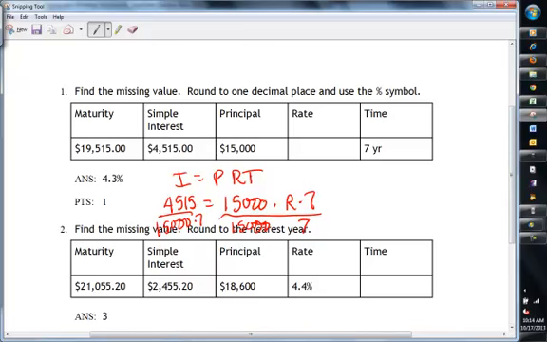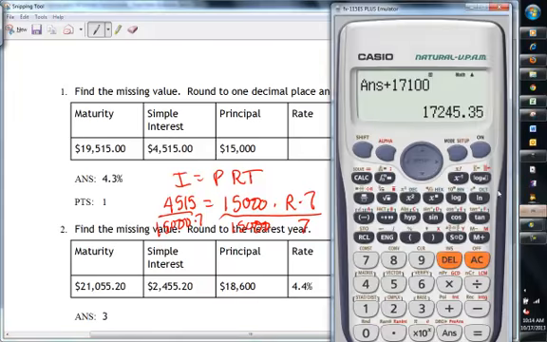Okay, so on our calculator, let's use the fraction key. 45.15 over 15,000 times 7, and we get 0.043, which would be 4.3%. Next one, they want us to calculate the time.